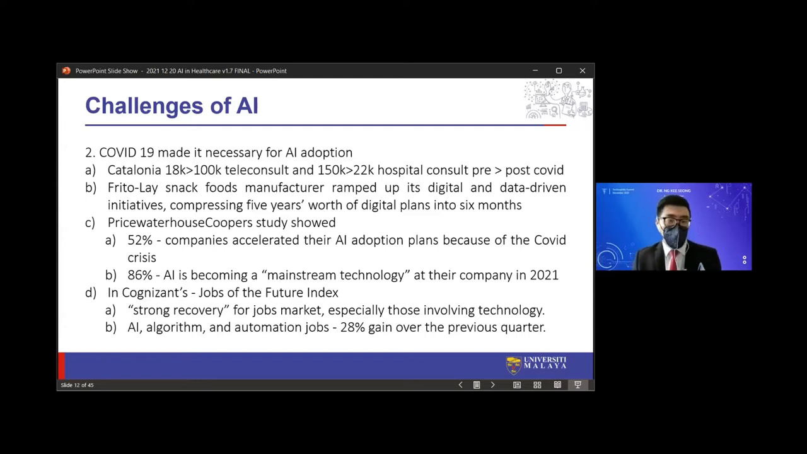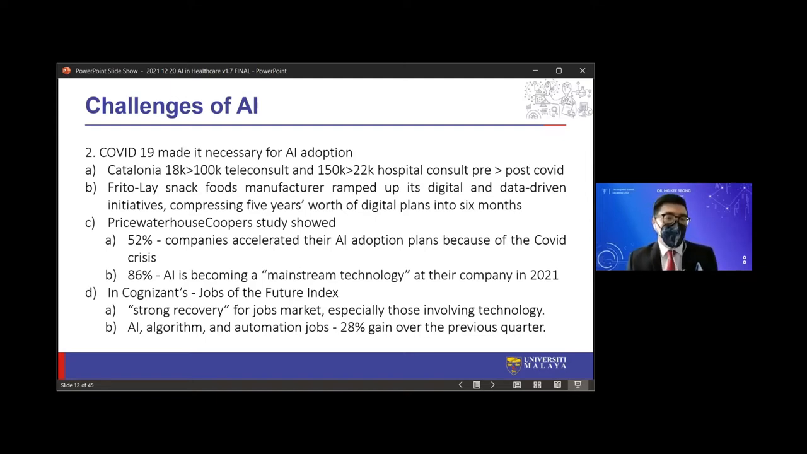Some other areas where it has actually impacted companies quite a bit, for example, the Frito-Lay snack foods manufacturer, which has ramped up its digital and data-driven initiatives. What they did was, in fact, compress 5 years' worth of digital plans into 6 months to make sure they are now much more data-driven and are able to utilize their AI to manage all of these things remotely rather than still having a lot of physical management on board.